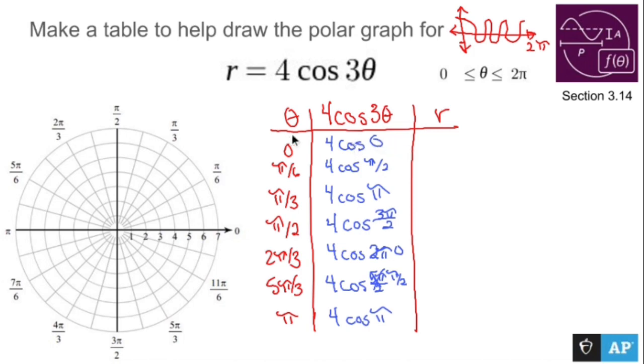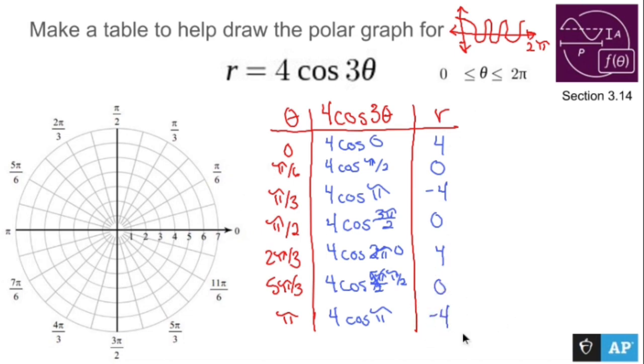All right, so let's do the math. Cos 0 is 1, 4 times 1 is 4. Cos pi over 2 is 0, so 4 times 0 is 0. Cos pi is negative 1, 4 times negative 1 is negative 4. Cos 3 pi over 2 is also 0, so 4 times 0 is 0. And now we repeat. So you become 4, you become 0, you become negative 4, and so on and so forth.